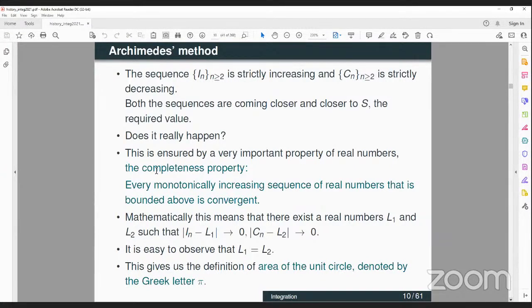This is not historical. Historically, Archimedes and the Greek mathematicians assumed there should be some area, the region enclosed by the unit circle, and it was given the name pi. So the method of Archimedes gave a very good way of computing approximations to it using the method of exhaustion.